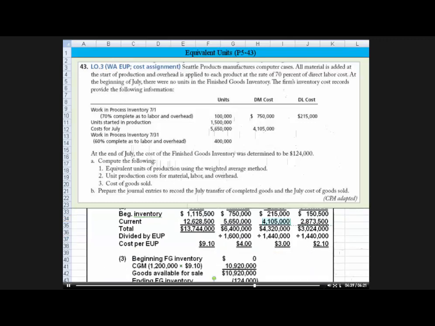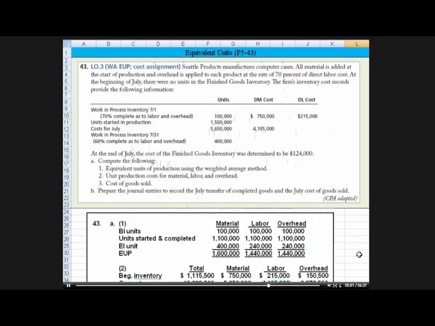Sliding back down, number 3 says compute the cost of goods sold. Well, if we had nothing in finished goods and the cost of goods manufactured was 10,920,000, and we get that by taking the cost per unit of goods produced times the 1,000,002 that we completed. Let me slide back up.